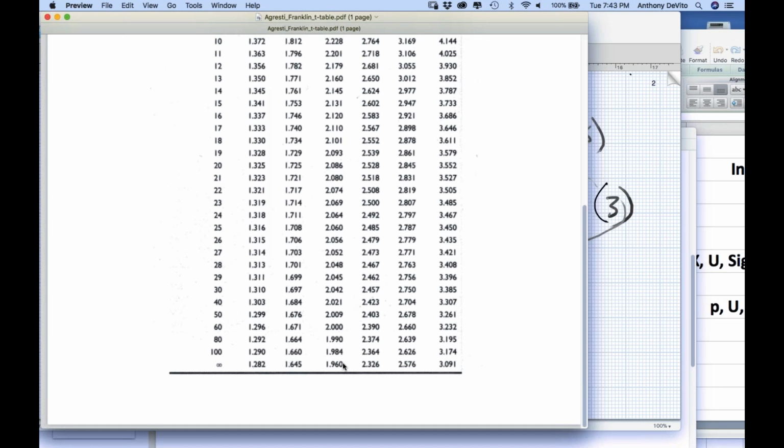So that's where the t-score comes in. You substitute it for the z-score when you don't know the population standard deviation and you're working with a small sample. Otherwise, you do everything else the same. Okay? Call it a night.